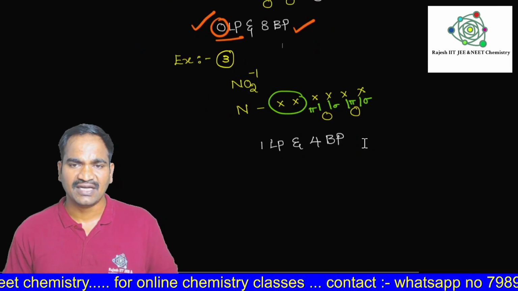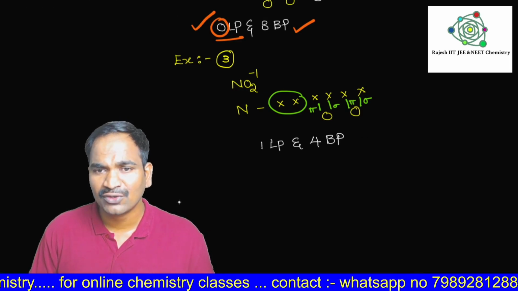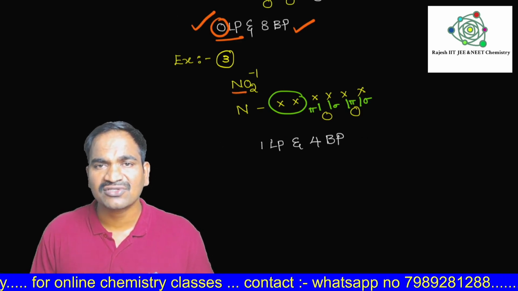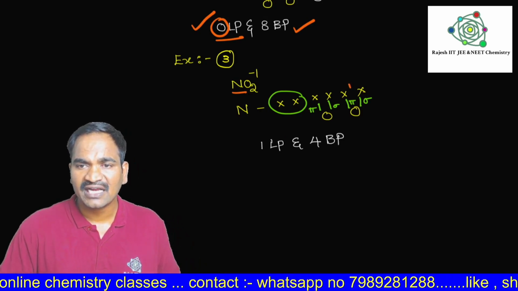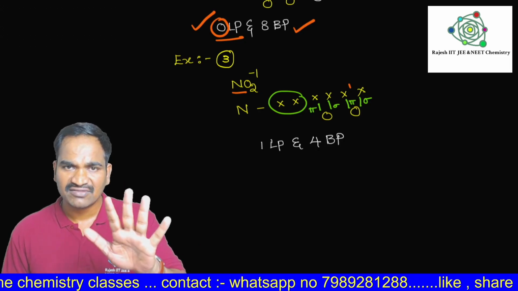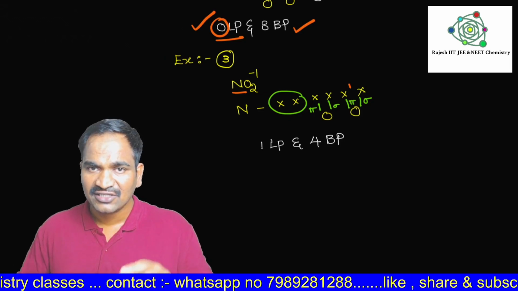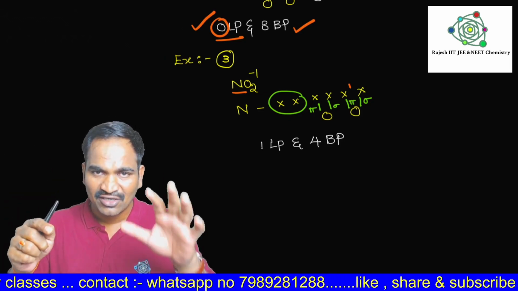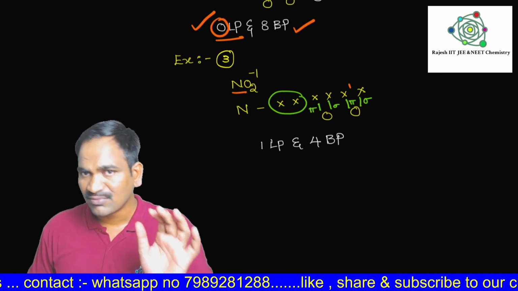In this next one, NO2 minus. In NO2 minus, nitrogen belongs to the 5A group. That means how many electrons in its valence shell? 5 electrons. And it has a minus charge, which means 1 electron was added. 5 plus 1, so 6 electrons in the nitrogen in this ion.